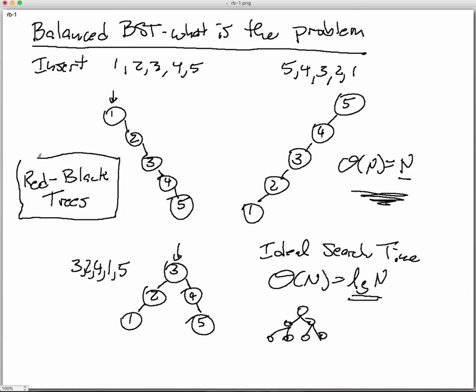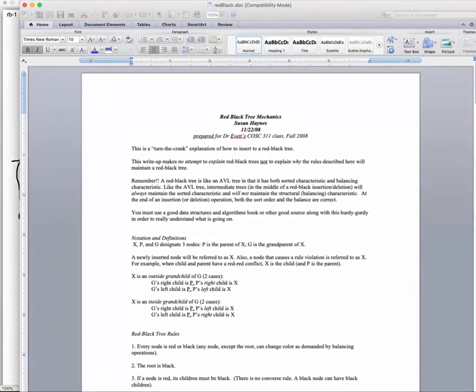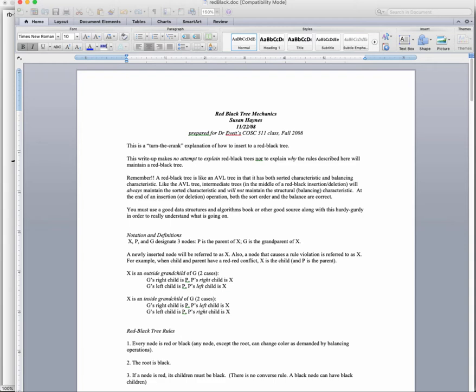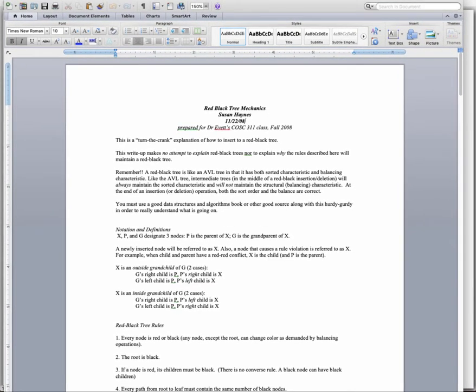You will note that I have given you a handout. There is a section in the book on red-black trees, but my colleague, who is now retired, Susan Haynes, I think has actually put together a very nice document right here that is going to explain the mechanics of a red-black tree. And I think what we're going to do is we're just going to follow this along.